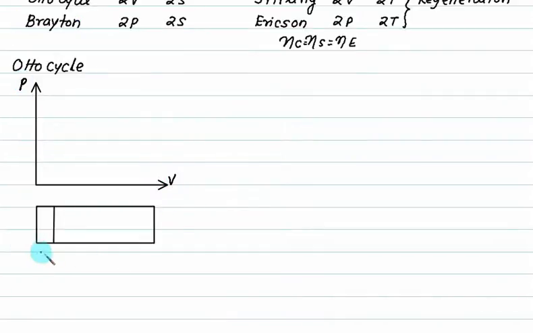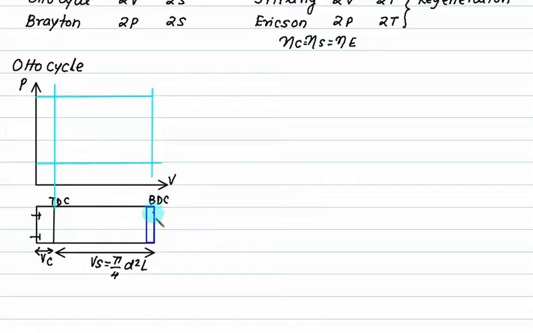We have a cylinder. This volume is called the clearance volume, and the remaining volume is called the stroke volume, which is given by pi by 4 diameter squared multiplied by stroke length. We have an inlet valve and an exit valve. This one is called top dead center. This one is called bottom dead center. So during the starting, we have the piston at this position. So the stroke will start from this point.